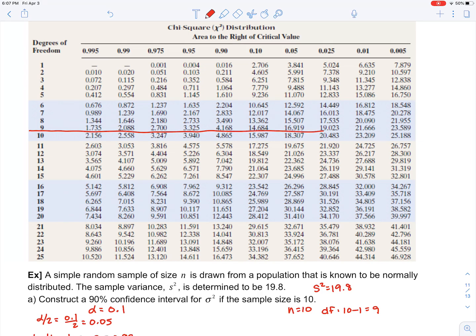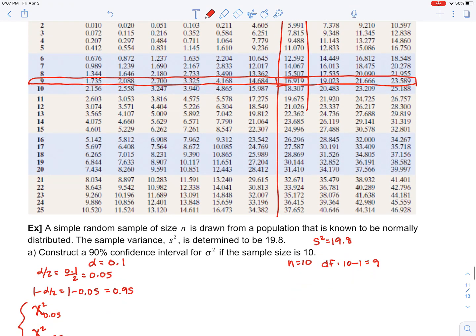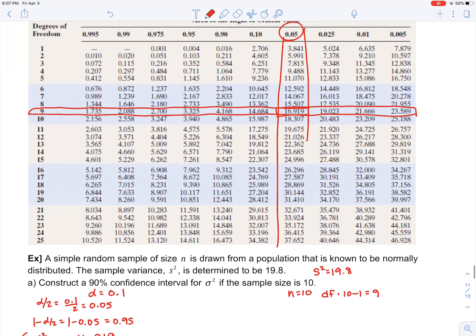So here is the row for 9 degrees of freedom. So I'm just going to highlight this row for you. Okay, so here is the row for 9 degrees of freedom. Then the alpha over 2 and 1 minus alpha over 2 values tell us the columns. So alpha over 2 was 0.05. So we're going to use this column here. So we're seeing the first value is 16.919. So I'm going to write it down here. Equals 16.919.